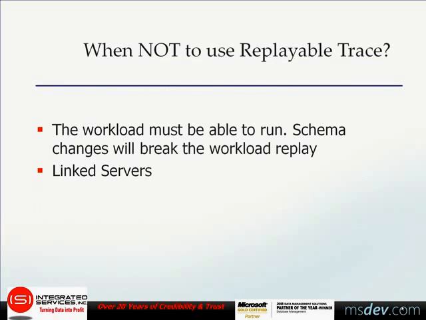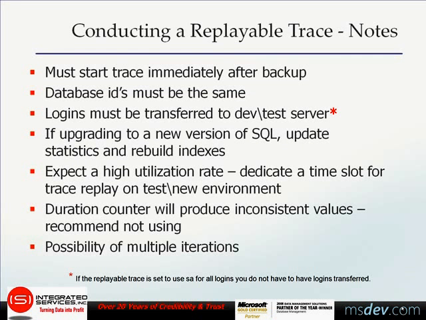So there are times when ReplayableTrace is not the best method to use. Schema changes will break the workload replay, and by schema changes I mean changes to tables, new or changed columns. Linked servers will cause errors unless you're able to set those up in the new environment too. So here's my list of some gotchas that we've run into.